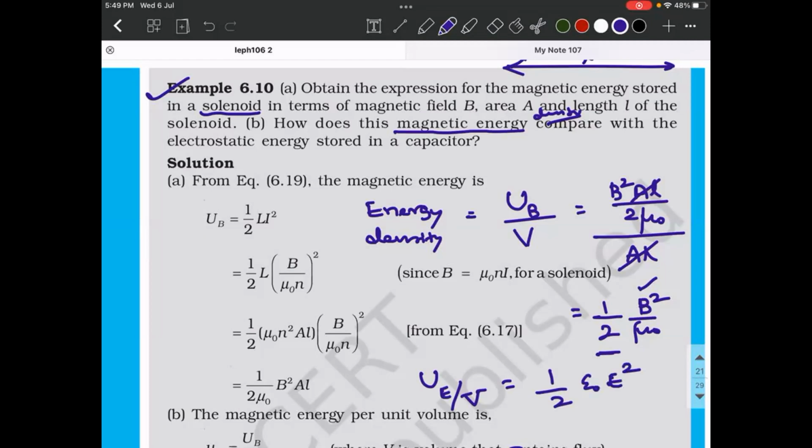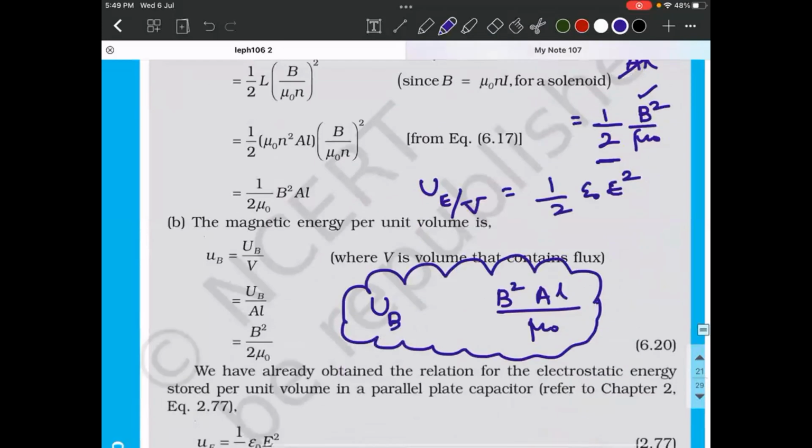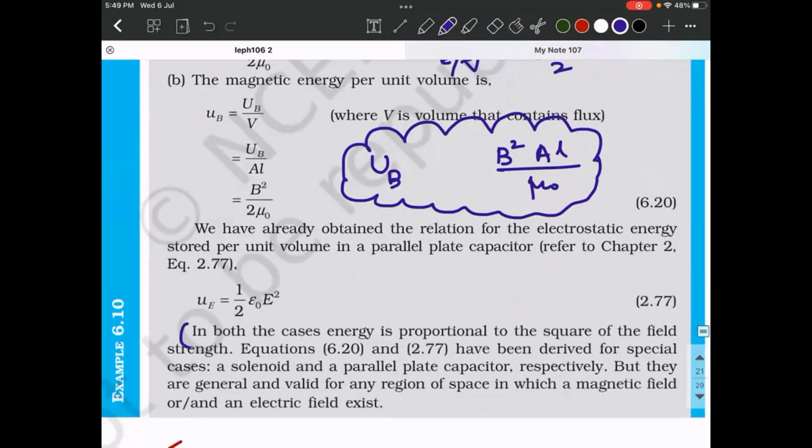You remember this? You have seen this expression. So half epsilon naught E square. What is the value of epsilon? Here I can say that the energy density is directly proportional to permittivity and directly proportional to the square of the electric field. That's what they've given in this statement. You can read it.